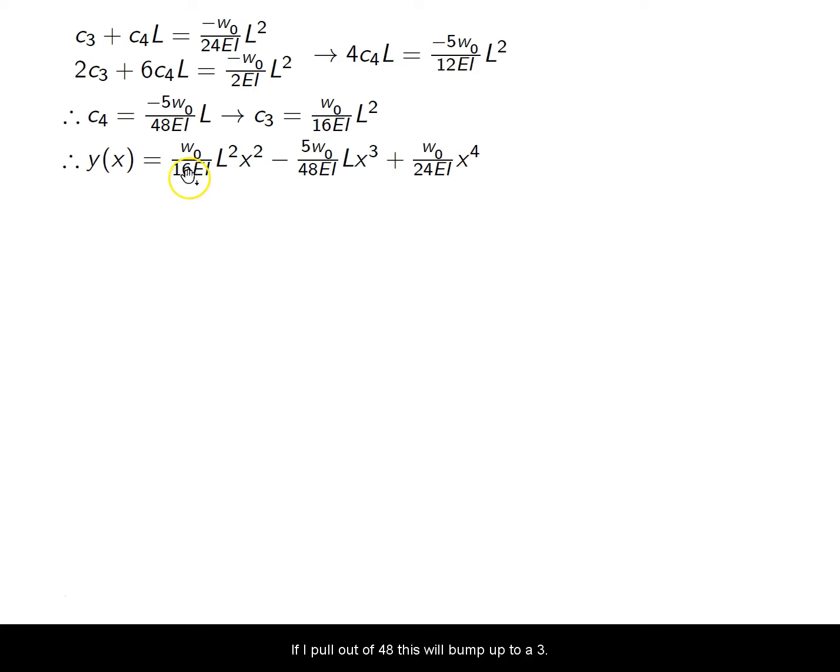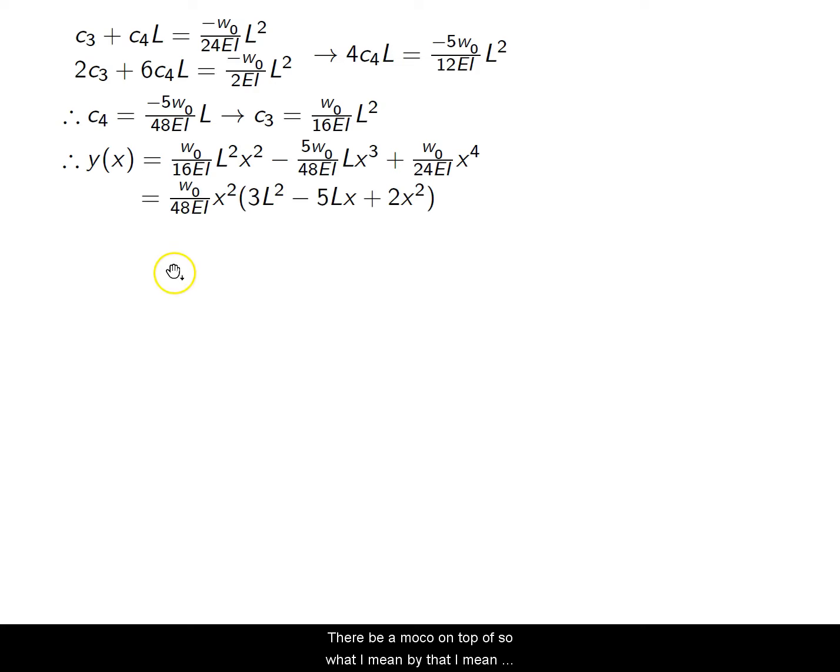If I pull out a 48, this will bump up to a 3. If I pull this out as a 48, this will bump up to a 2. Okay, so I'm pulling out a factor, so anything that's less than 48, there will be a multiple on top of. What do I mean by that? I mean this, right? So again, if I were to distribute this, I'd have 3 over 48, which is 1 over 16. 5 over 48. 2 over 48 is 1 over 24.